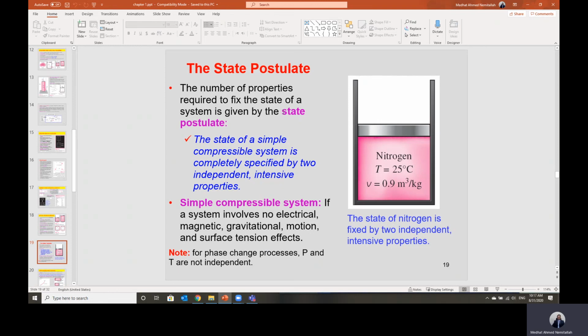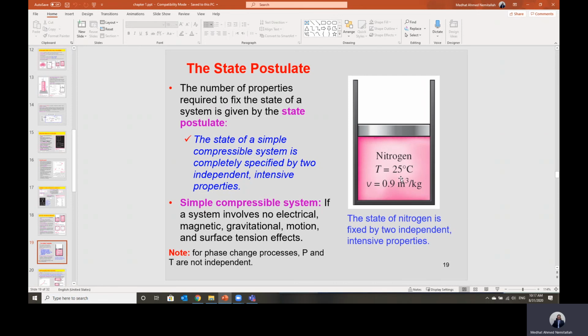State postulate is the number of required properties to define a state of a system. To define a state of a system, we have to have two independent and intensive properties. What does intensive mean? Intensive means the property is not a function of mass, like pressure, temperature, and all the specific properties, like specific volume, which is meter cubed per kilogram. For this system, if we have two properties which are independent and intensive, then we can define the state of this nitrogen inside this piston cylinder device with those two properties. And from those two properties, we can calculate all the other properties.